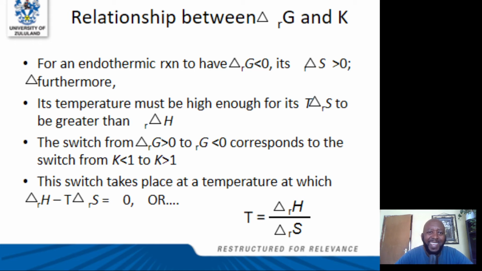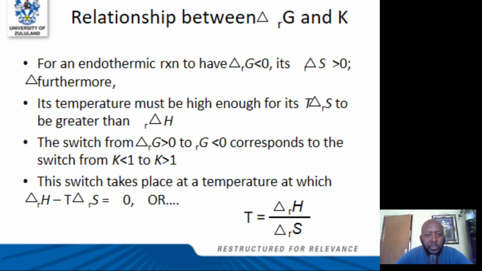For an endothermic reaction, for us to have the Gibbs free energy be less than 0, it means that the entropy of that system must be greater than 0. If it is greater than 0, it means that the temperature must be high enough for the temperature times the change in entropy to be greater than the enthalpy.